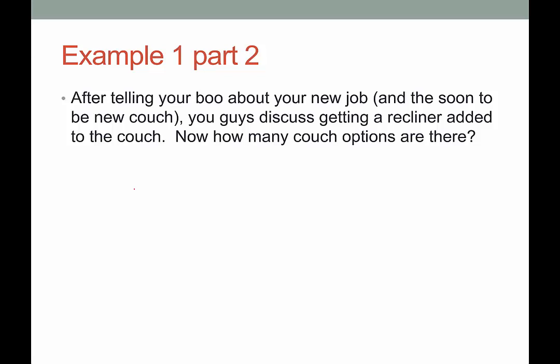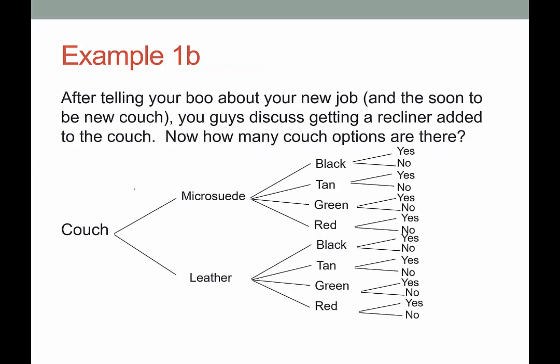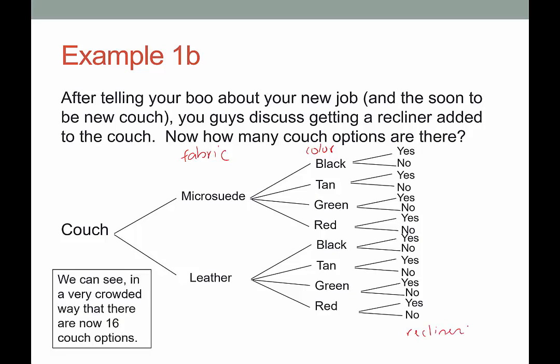Okay. But now, you go home and you tell your boo about your new job, yay! And the new couch. But then your boo decides, wait, do we want to consider getting a recliner? How does that change the number of options? Well, I'm not going to draw them all out because it's really hard to do, but here it is. So first we have the fabric. Then from the fabric, we have the color. Then from the color, we have to decide or look at the options of there being a recliner. I'll write that underneath, of whether there's a recliner or not. So we end up having a total of 16 very crowded options.